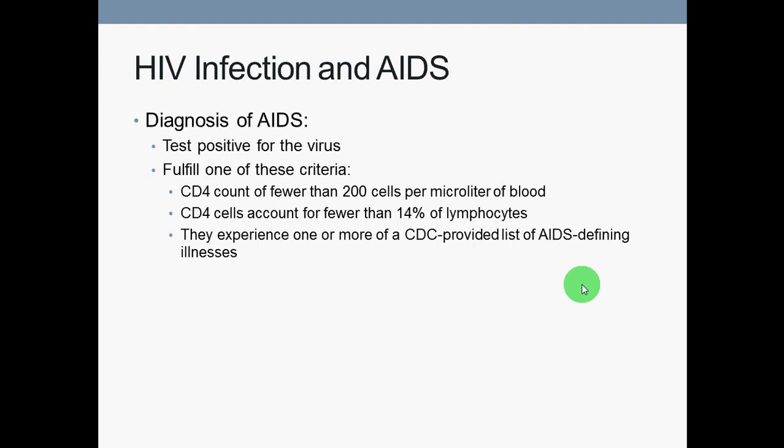Another thing that could be a criteria for AIDS would be if a person with HIV has an opportunistic infection that's on the CDC's list of AIDS-defining illnesses. An example of that would be Kaposi's sarcoma, pneumocystis pneumonia, or even tuberculosis.